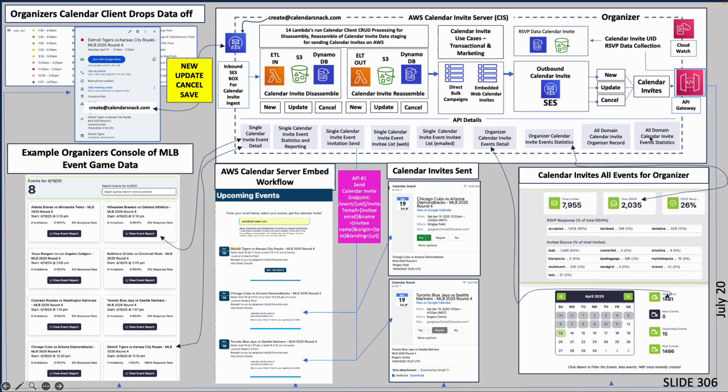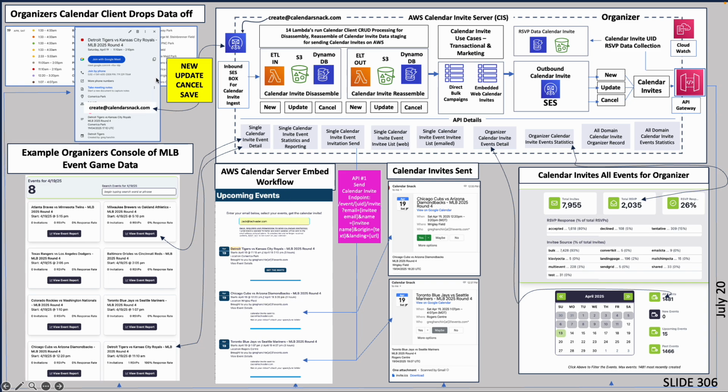We have a whole bunch of other APIs here for the organizer and domain owners of the domain itself on the AWS Counter-Invite server. But what I'm focused on right now is how we use API 1 to send counter invites out of this embedded workflow here in the upcoming landing page for the 2,500 games. So the workflow goes as follows.